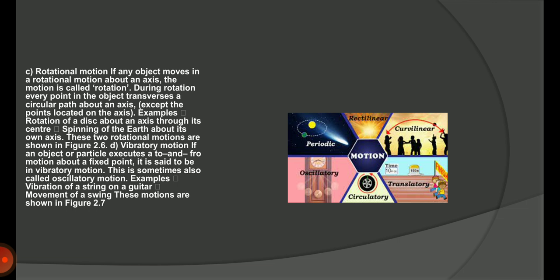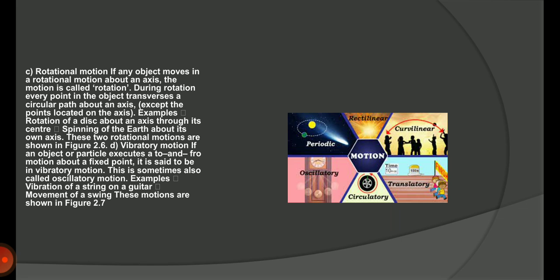Rotational motion. If any object moves about an axis, the motion is called rotation. During rotation, every point in the object turns in a circular path about an axis, except the points located on the axis. Examples, rotation of a disk about an axis through its center, spinning of the earth about its own axis. These two rotational motions are shown in figure 2.6.